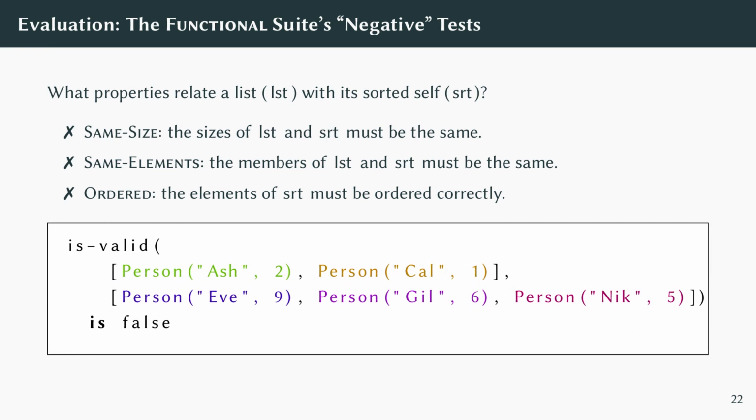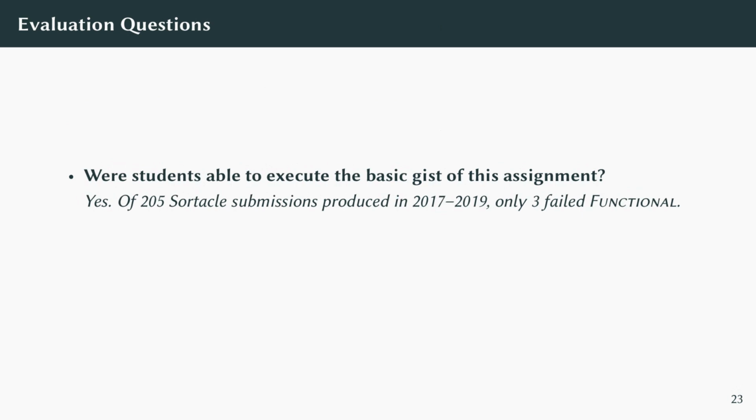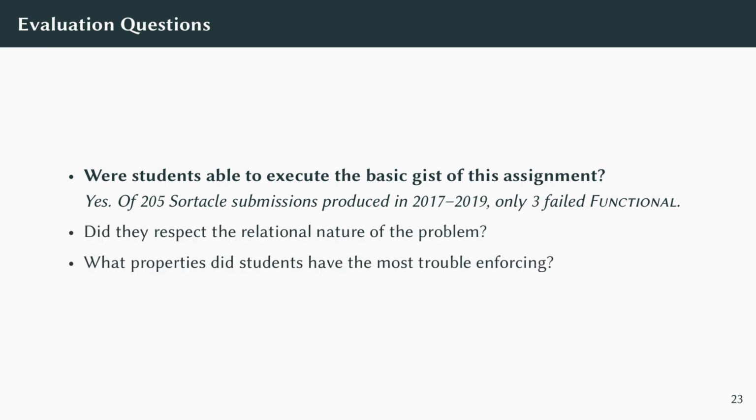Like this. Together, these simple positive and negative tests let us identify the isValids that at least basically work. The isValids that accept simple, valid input-output combos and that reject the catastrophically invalid input-output combos. And, running this test suite against our student submissions, we find that, yes, students were able to execute the basic gist of the assignment. Of the 205 Sortacle submissions produced between 2017 and 2019, only 3 failed the functional test suite. Next, we can use this evaluation to serve as a baseline for answering our other questions.